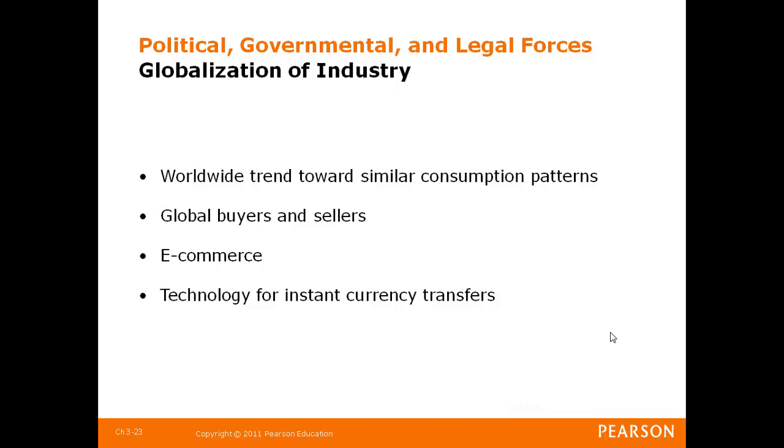Some of the globalization trends is that there's a worldwide trend towards similar consumption patterns. McDonald's is known everywhere. Starbucks, these cappuccinos are flying over the cashier's desk everywhere. So these kind of products are known everywhere. So this worldwide trend towards similar consumption patterns is an important one. Global buyers and sellers, e-commerce, and Amazon, Alibaba, and technology for instant currency transfers. These, of course, give you as a company more opportunities to do business on a global level.